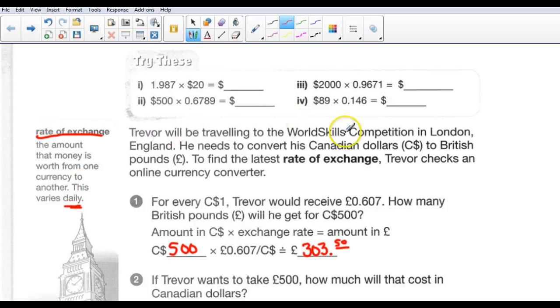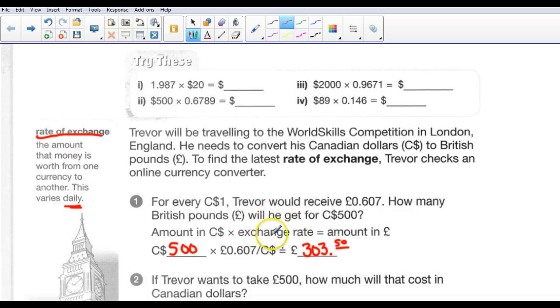Trevor will be traveling to the World Skills Competition in London, England. He needs to convert his Canadian dollars, there's the symbol for Canadian dollars, to British pounds, and there's the symbol for pounds. To find the latest rate of exchange, Trevor checks in an online currency converter. So for every $1, Trevor would receive 0.607 pounds. How many British pounds will he get for 500 Canadian dollars?